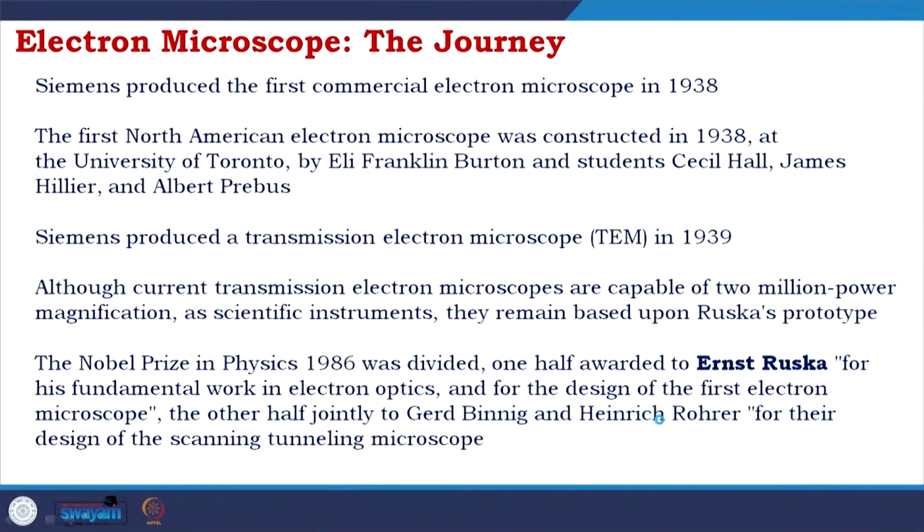Agreeing to that line, the Nobel Prize in Physics 1986 was divided, with one half awarded to Ernst Ruska for his fundamental work in electron optics, and also for the design of the first electron microscope, the other half jointly to Gerd Binnig and Heinrich Rohrer for their design of the scanning tunneling microscope.